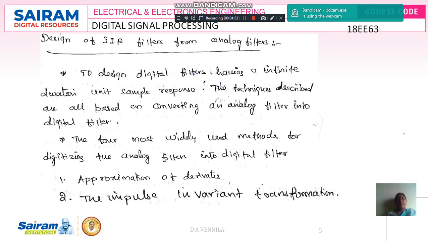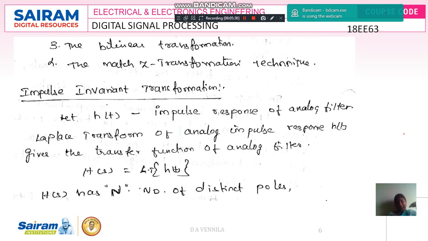Next, how to design the IIR filter from the given specification of the analog filter. To design the digital filter having infinite duration unit sample response, this technique is based on converting an analog filter into a digital filter. The widely used methods for converting analog to digital are approximation of derivatives, impulse invariant technique, bilinear transformation technique, and matched z transformation technique.